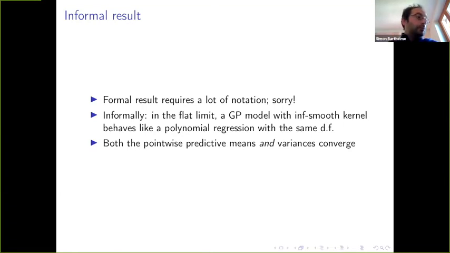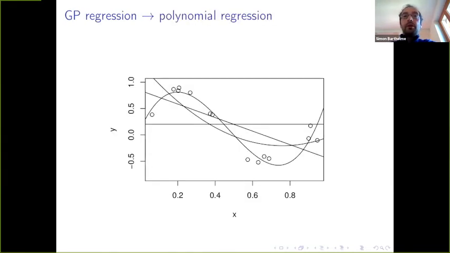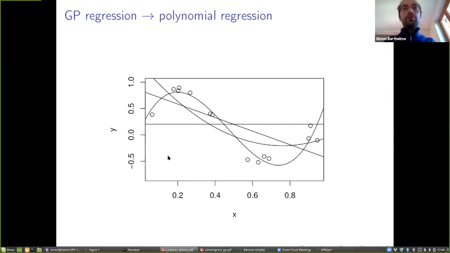Now, it's another interesting point. It's not just the fit that converges in the flat limit. It's also the predictive variances. So the variance of a Gaussian process regression also matches the variance of a polynomial regression as epsilon goes to 0. And in order to illustrate this, I'm going to show an animation.